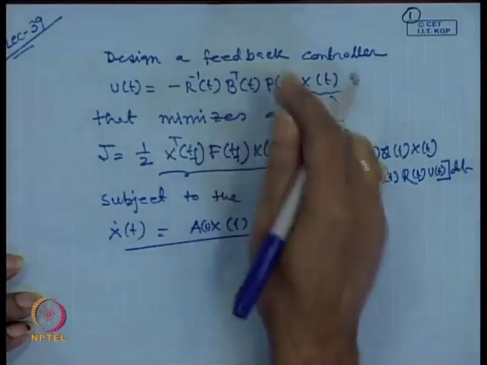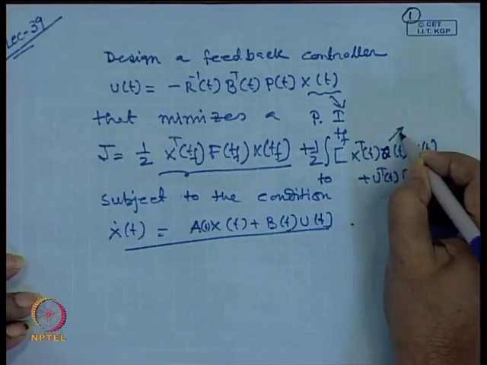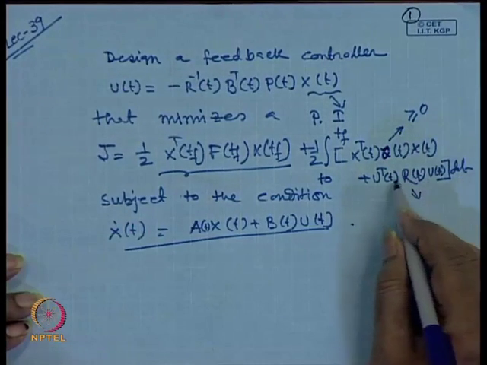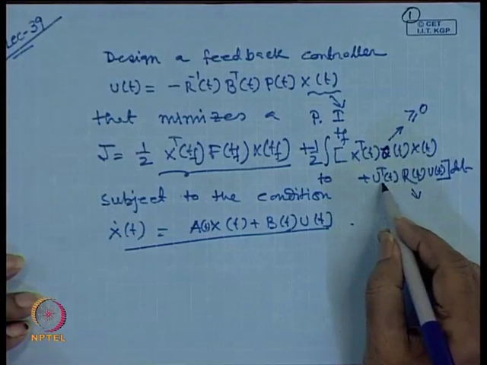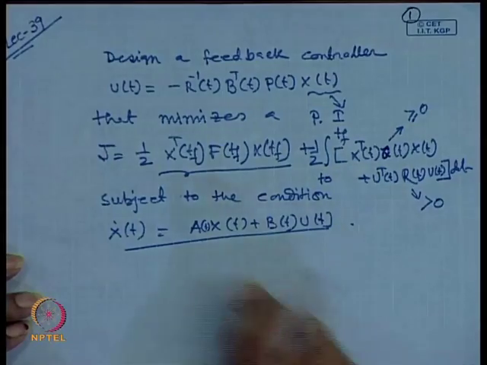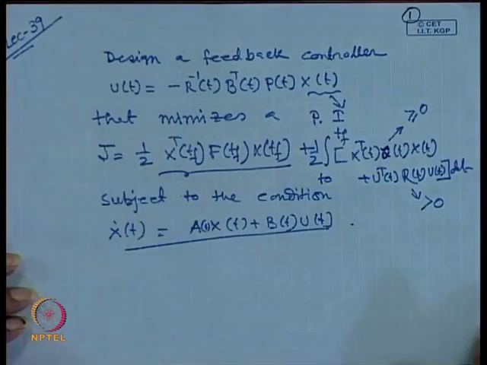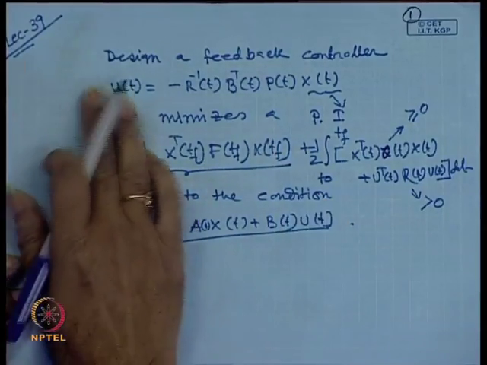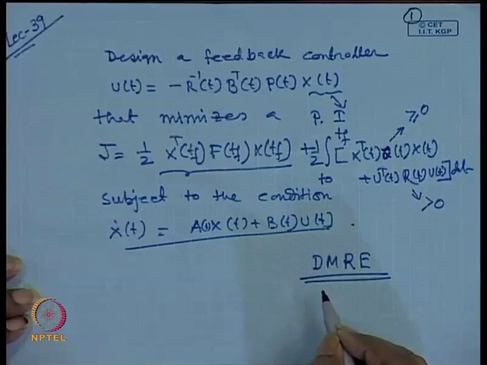This is our problem, and we have derived the expression to find the control law u of t. Q of t is assumed to be positive semi-definite and is weighted with the state vector, and R of t is weighted with the input vector and is a positive definite matrix. We have derived the expression for P of t for a finite time interval. To solve this control law, we need to solve the dynamic matrix Riccati equation, which is a set of dynamic equations coupled to each other, and in general nonlinear differential equations.